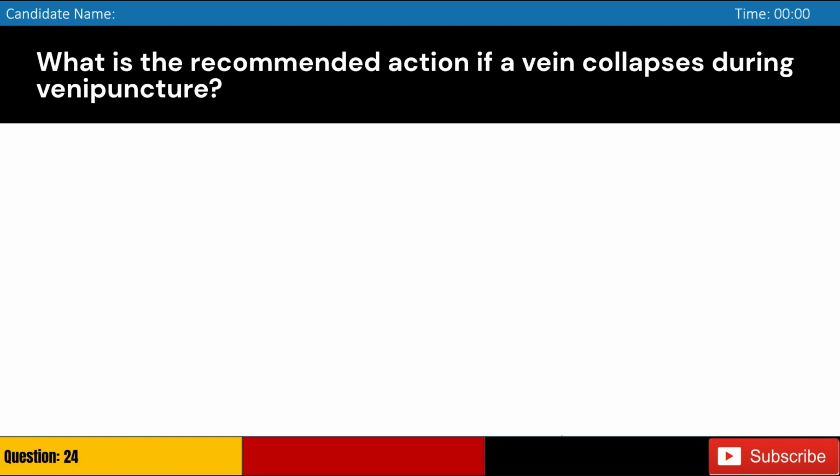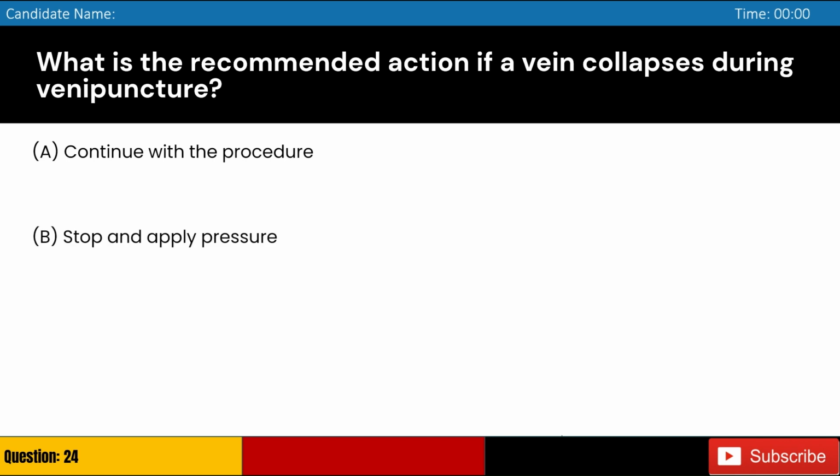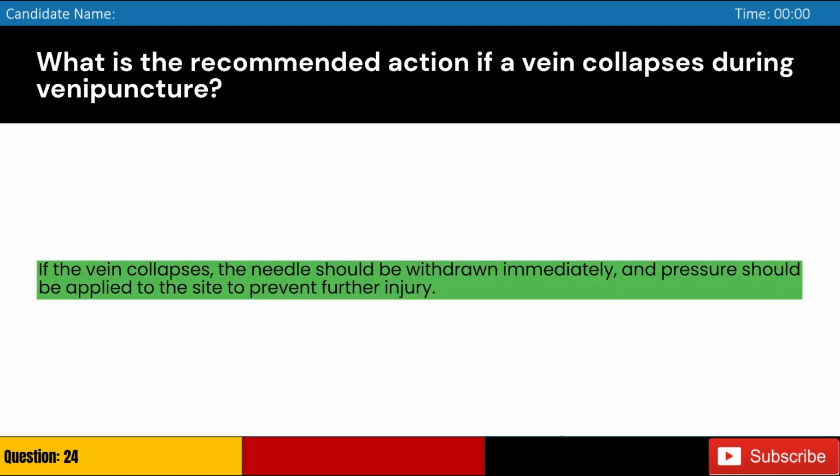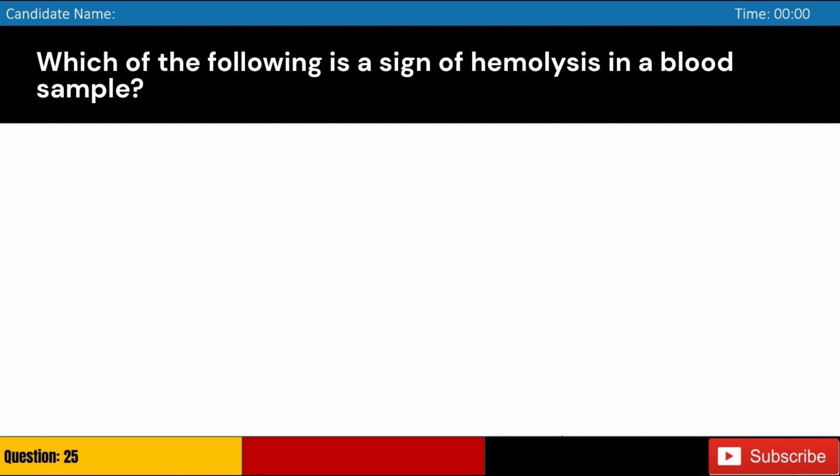What is the recommended action if a vein collapses during venipuncture? A. Continue with the procedure. B. Stop and apply pressure. C. Adjust the tourniquet to release tension. D. Withdraw the needle immediately. Answer D. If the vein collapses, the needle should be withdrawn immediately, and pressure should be applied to the site to prevent further injury.